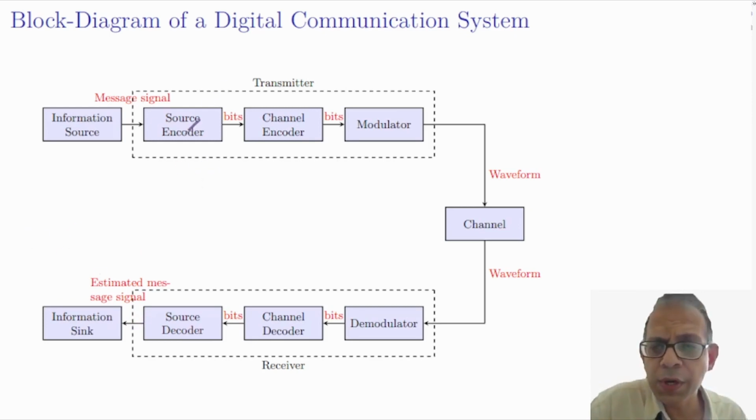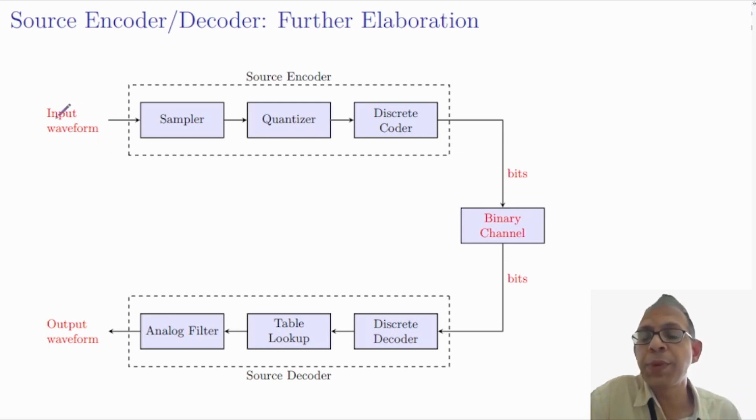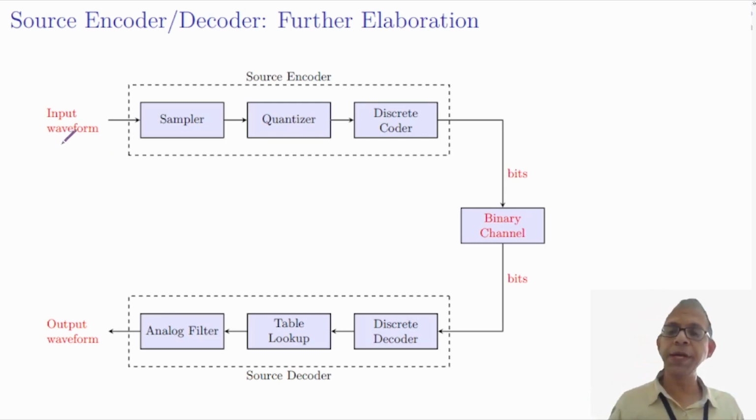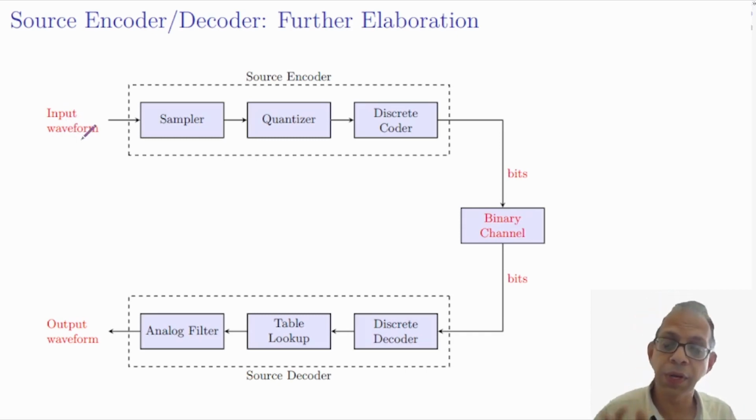The source encoder block may be further subdivided into a sampler, a quantizer, and a discrete coder. As I had mentioned, the original information may be in an analog form, which is continuous in time as well as continuous in amplitude. And for digital communication, it is required to convert this analog information into a digital form.